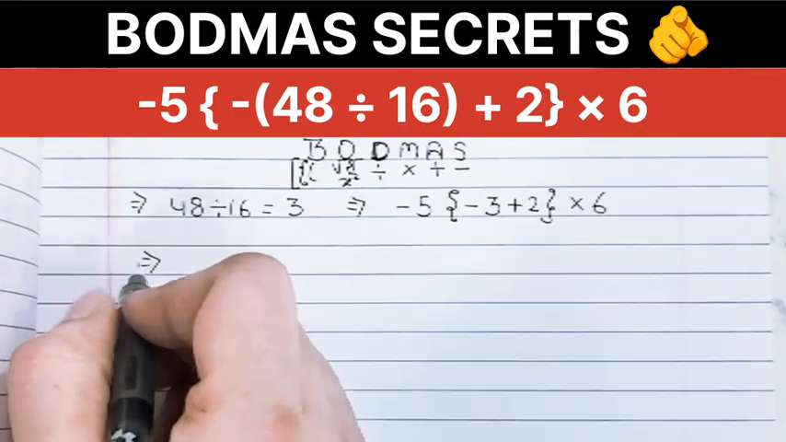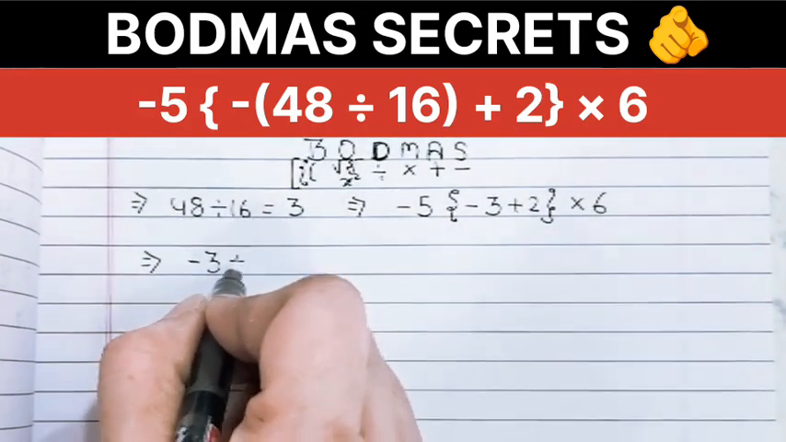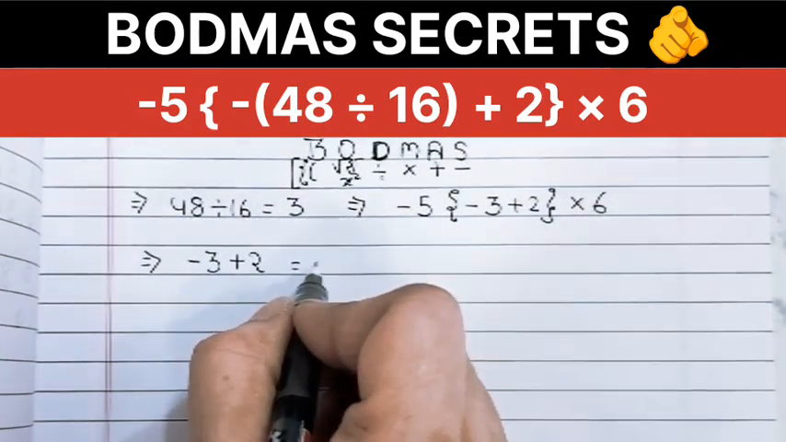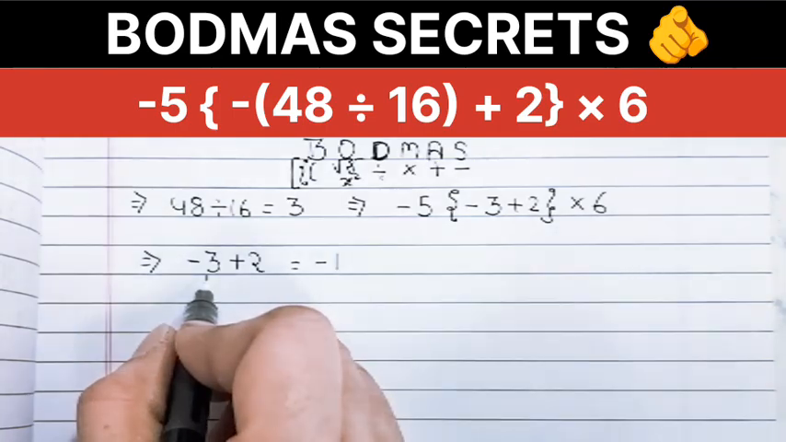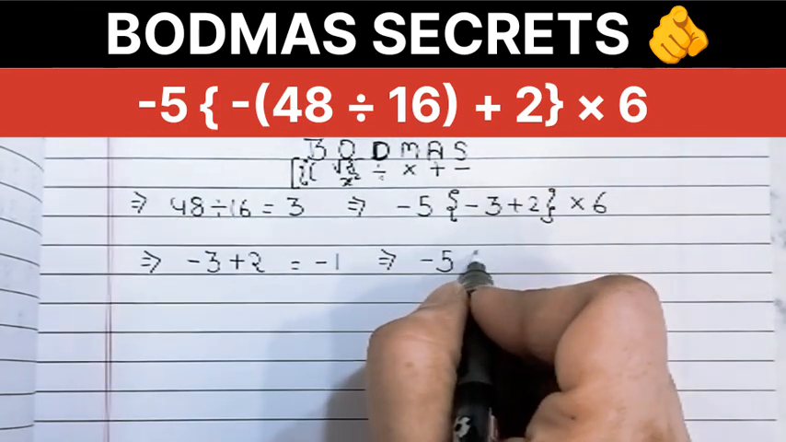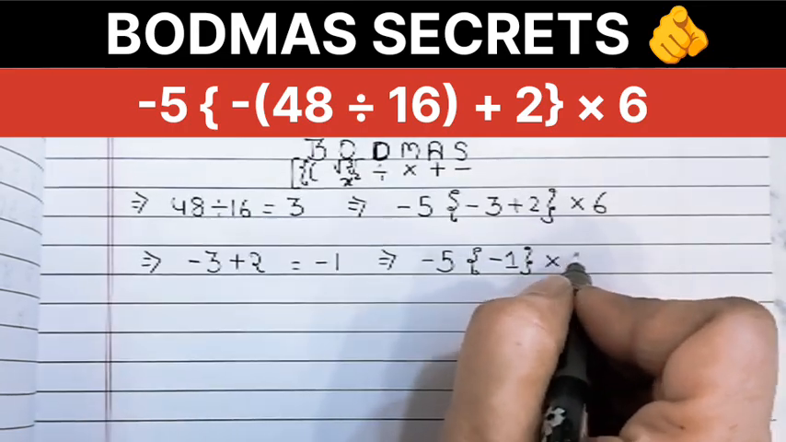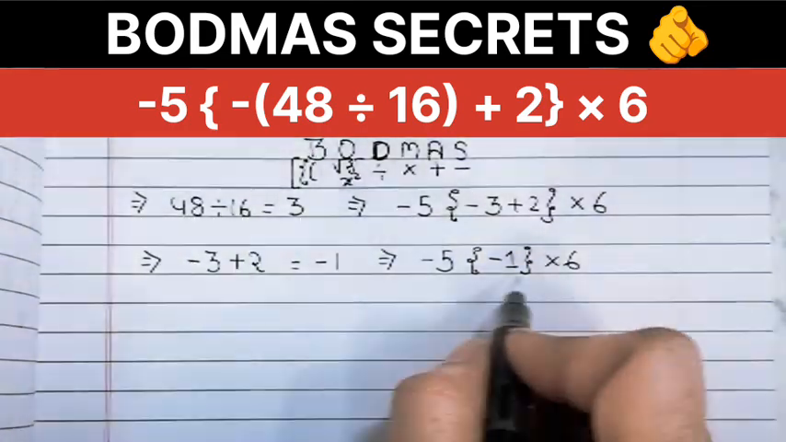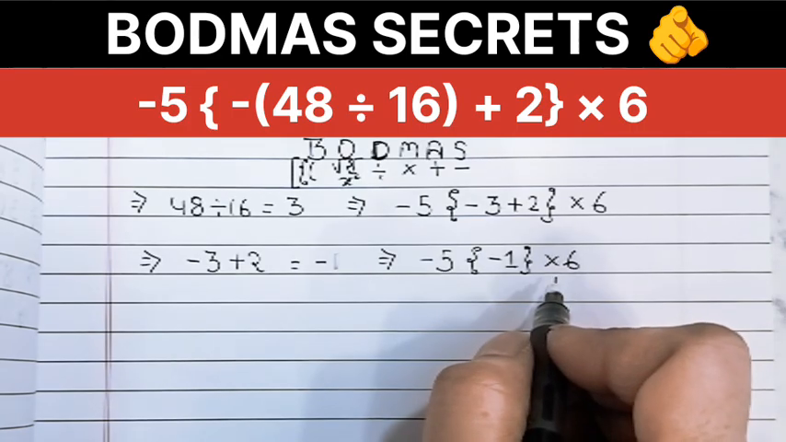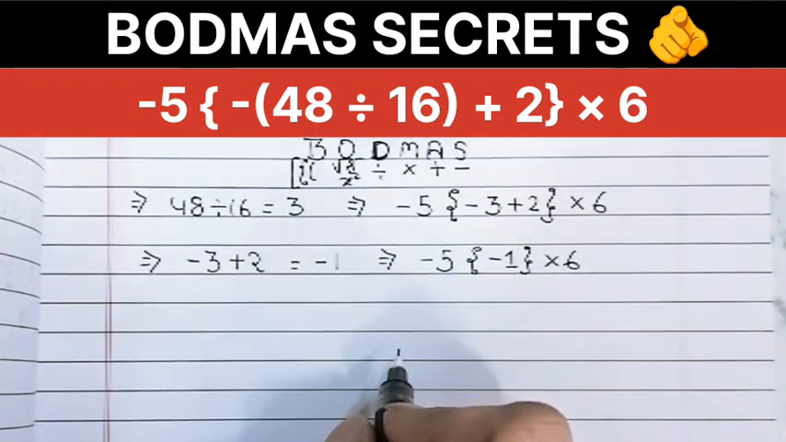Now the second step, curly brackets. We solve the curly brackets: minus 3 plus 2 is equal to minus 1, because the larger digit has a negative sign. Now the expression becomes minus 5, curly bracket minus 1, and then multiplied by 6. According to this step, we proceed to the next level of grouping symbols, the curly brackets, before performing operations outside of them.